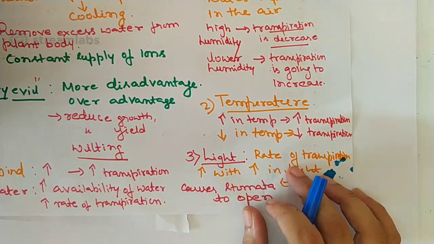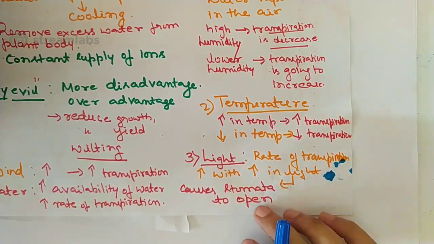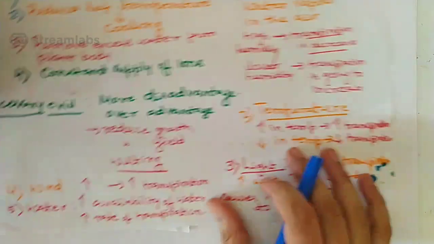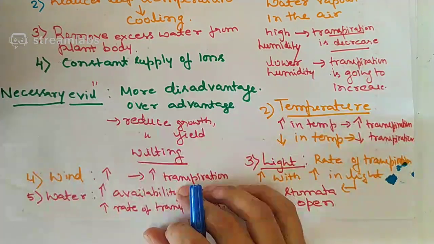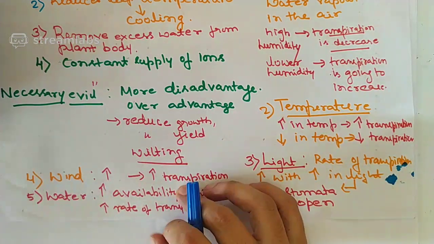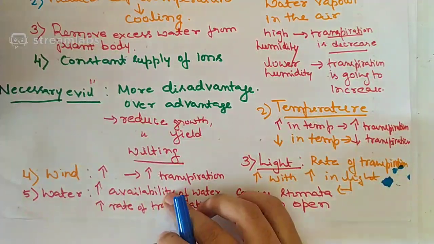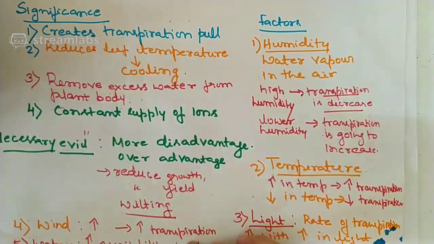Light. The rate of transpiration increases with the increase in the amount of light, because light brings about the opening of the stomata. So with the increase in the wind, there is increase in the rate of transpiration, because whatever water droplets are there on the surface, it is easily carried along with the wind. Water. Increase in the availability of water also can increase the rate of transpiration.